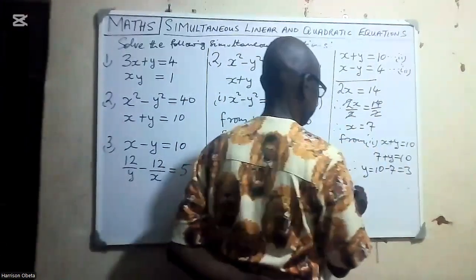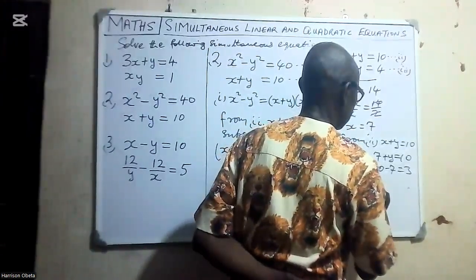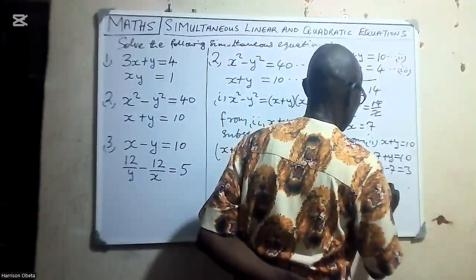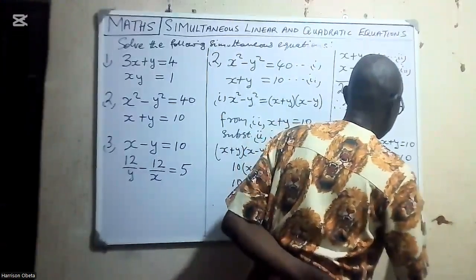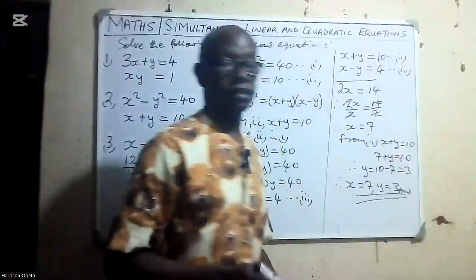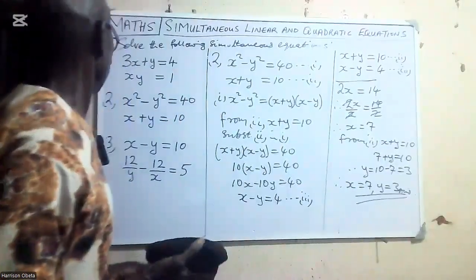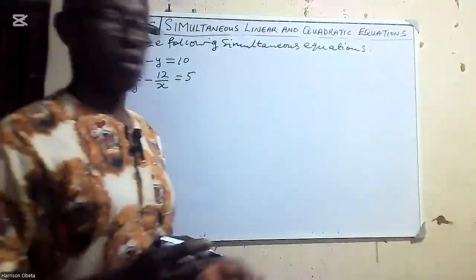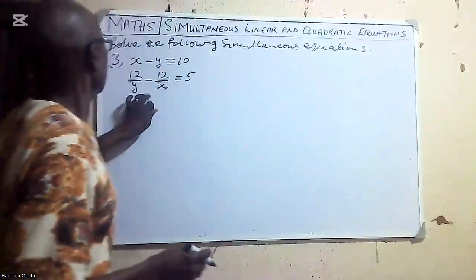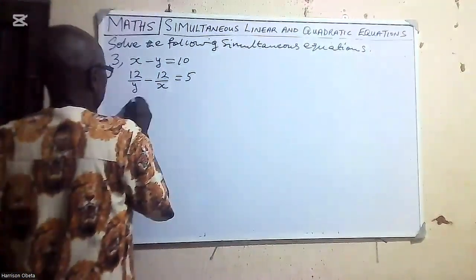So finally, therefore, x is 7, y is 3. So that's the answer to that. And that settles question number 2. We're now going over to number 3. So we'll solve number 1 and 2. So number 3 now, we have this. And then solution.